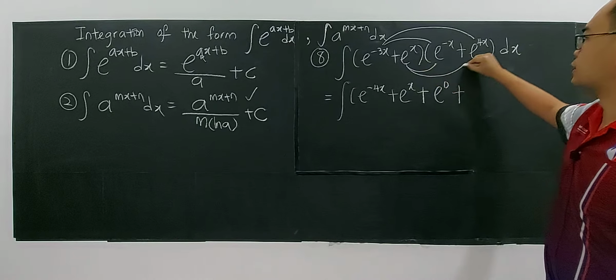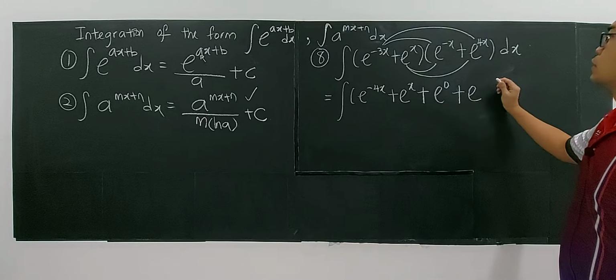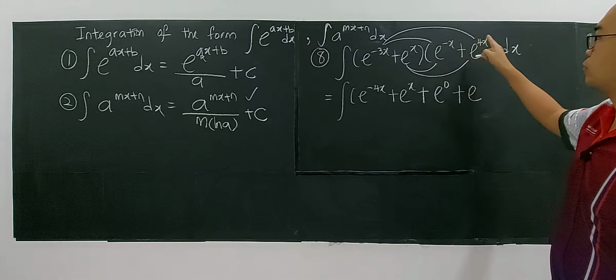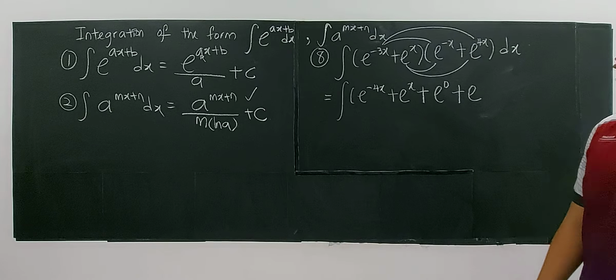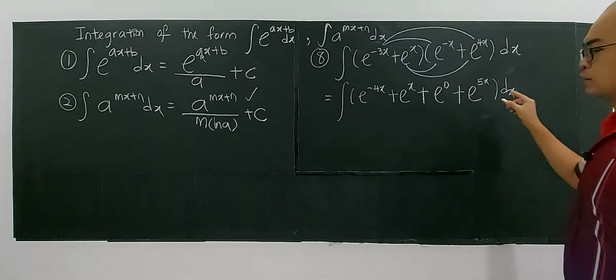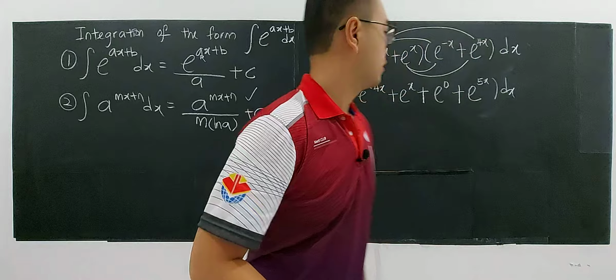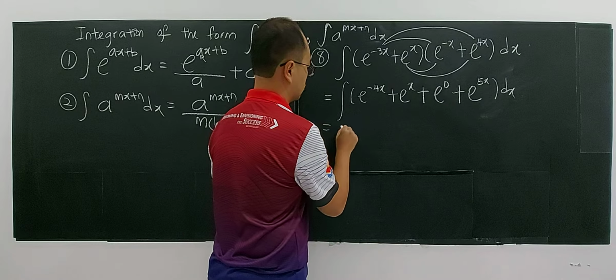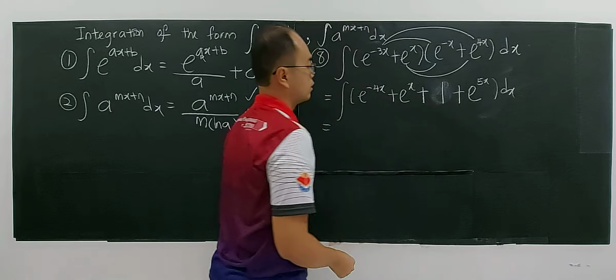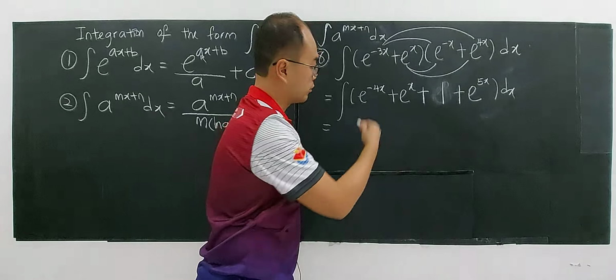Keep continuing expanding. So now it's x and 4x, so you add up, you get e^(5x) dx. You have to expand first if there are two brackets. So you know that e to the power of 0 is what? It will be 1. Okay, now I can start integrating this.